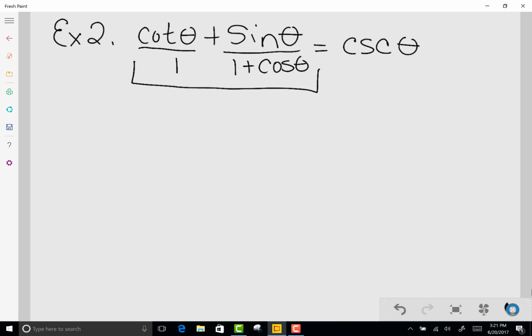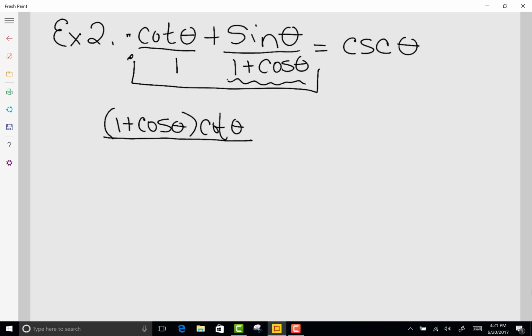Now, in order to add two fractions together and combine it as one, I need to find a common denominator. So what I'm going to do, I'm going to use 1 plus cosine theta as my common denominator, and I'm going to multiply the top and the bottom of our first fraction here by 1 plus cosine theta to create a common denominator. So on the top, I have 1 plus cosine theta times cotangent theta all over 1 plus cosine theta. So there's my first fraction written with the common denominator.